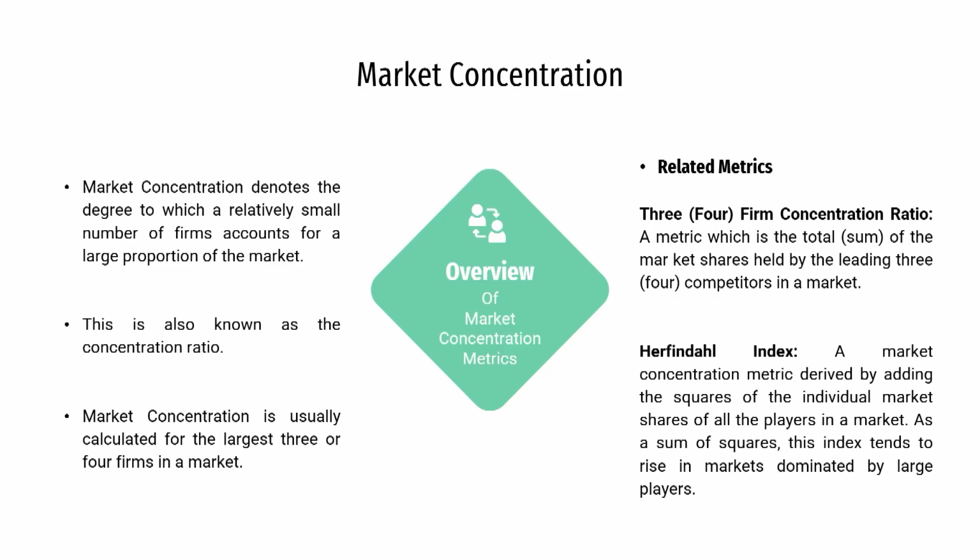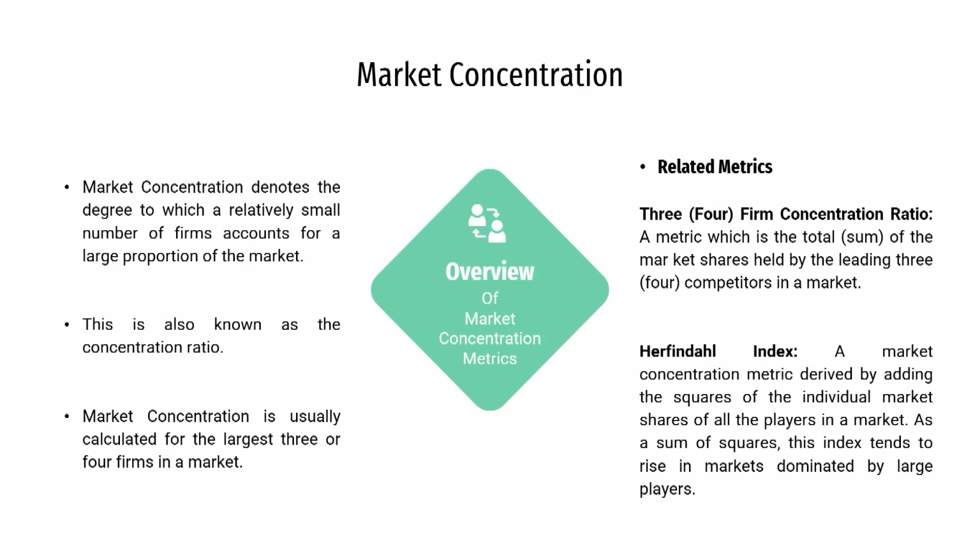Next comes market concentration. Market concentration is similar to market share and relative market share. It asks how extensively the market is concentrated and how many competitors there are. Market concentration denotes the degree to which a relatively small number of firms account for a large proportion of the market. Theoretically, if there is only one competitor in the industry, your market share is 100%. So, if your market concentration is 1, in that case there is only one competitor.